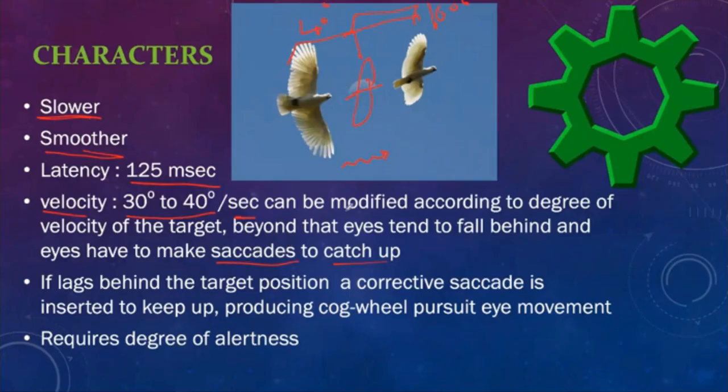So there will be a corrective saccadic movement in a cogwheel manner. So this is the cogwheel. So the eye will move in a cogwheel manner in order to catch the missed object that hasn't been caught by the pursuit system. So if the eyes are lagging behind the target, then corrective saccadic movements are made in a cogwheel manner in order to maintain the gaze on the target of interest. And also it requires some degree of alertness.